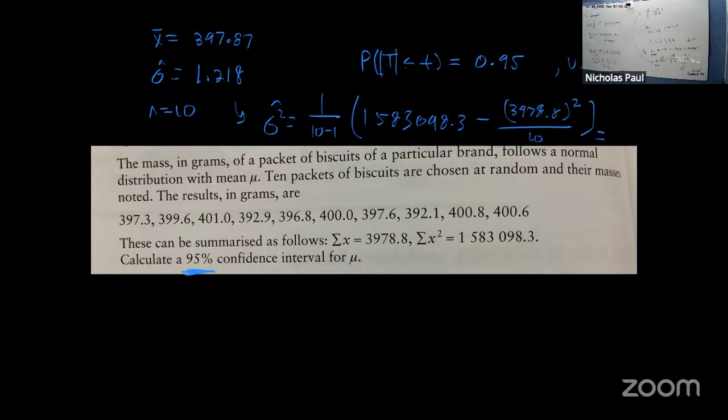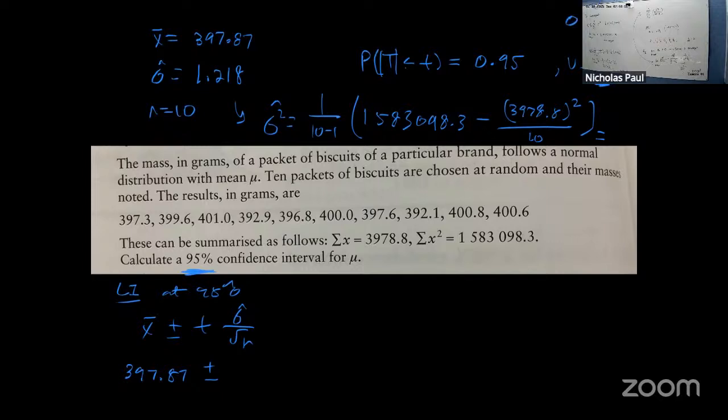So we go in with 1.218. Now we're going to get the confidence interval at 95%. Remember, same thing: x bar plus and minus the t value times sigma hat over root 10. That x bar value was 397.87 plus and minus. What did you all get for the t value? Remember, it's 9 degrees of freedom and you're reading off 0.975.